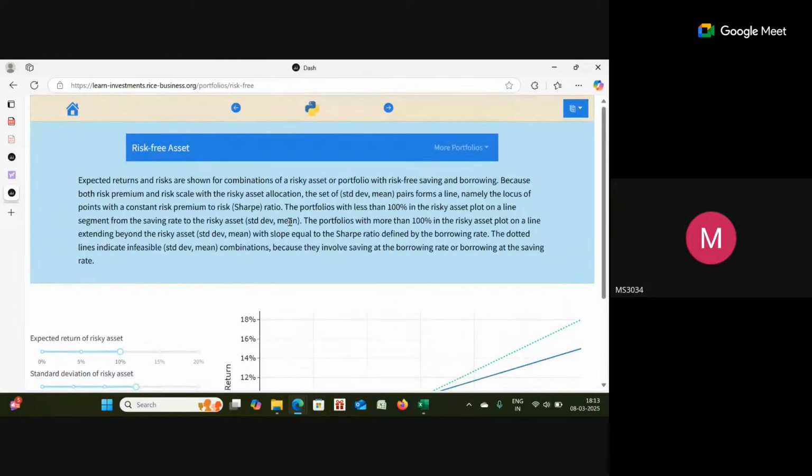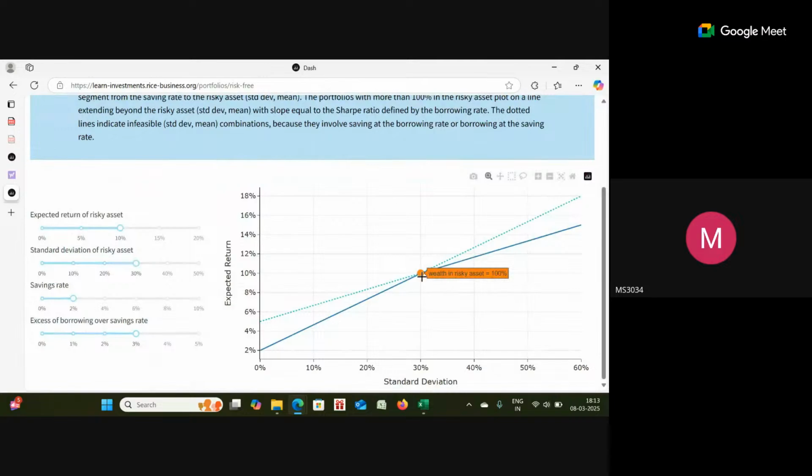Okay, so it is saying there is one risk-free asset and one risky asset. This risky asset has a standard deviation of 30% and a return of 10%, and the risk-free rate is 2%. The risk-free rate is nothing but the savings rate. If this is the situation, then the line combining the risk-free asset and the risky asset is called the capital allocation line.